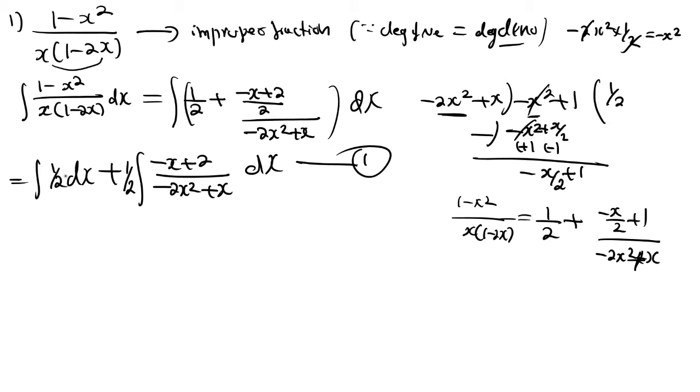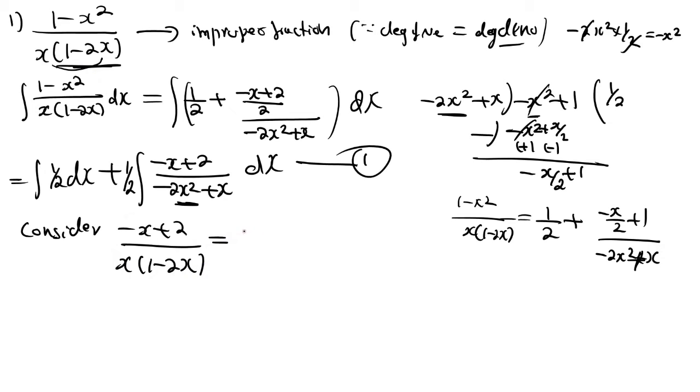Now we know the integration of 1 by 2 into dx, but we need to apply the partial fraction method here. So I am writing it as, consider, minus x plus 2 divided by, what is minus 2x square plus x? Minus 2x square plus x is nothing but x into (1 minus 2x). You need to write it as a divided by x plus b divided by (1 minus 2x).